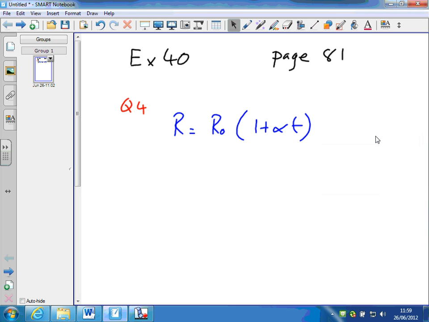Exercise 40, question number 4. Rearrange this formula, R equals R naught (1 plus alpha t), which is a formula that relates the resistance to the temperature of a component or a piece of material. As the temperature rises, the resistance rises. R naught stands for the original resistance and alpha is the resistivity of the material. So let's try this question, rearranging it for T.